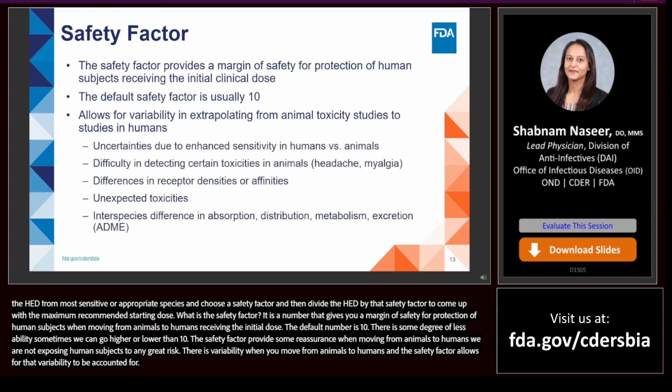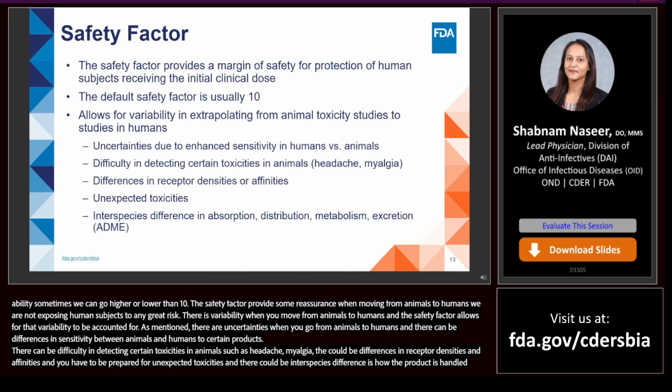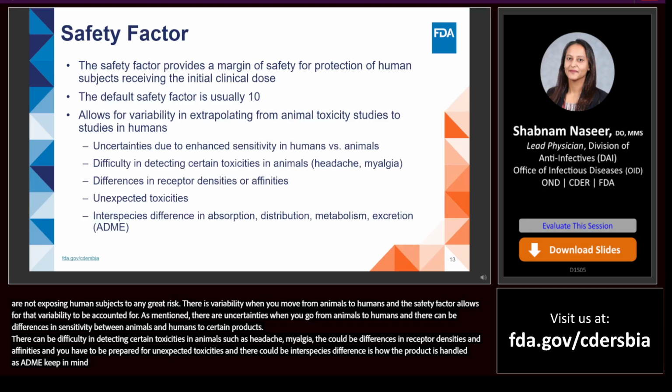So, as I mentioned previously in the examples, there are uncertainties when you go from animals to humans. There can be differences in the sensitivity between animals and humans to certain products. There can be difficulty in detecting certain toxicities in animals, such as headache, myalgia. There could be differences in receptor densities or affinities. You always have to be prepared for unexpected toxicities. In addition, there could be interspecies differences in how the product is handled, such as ADME. And keep in mind that, again, humans and animals may not always handle the product in an identical manner.